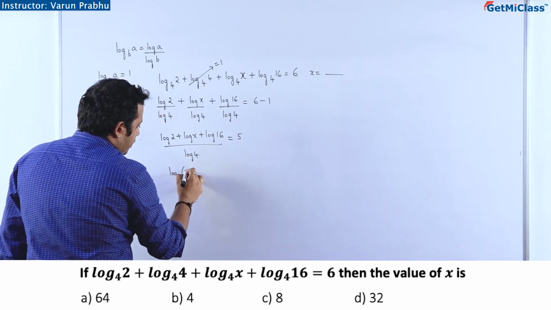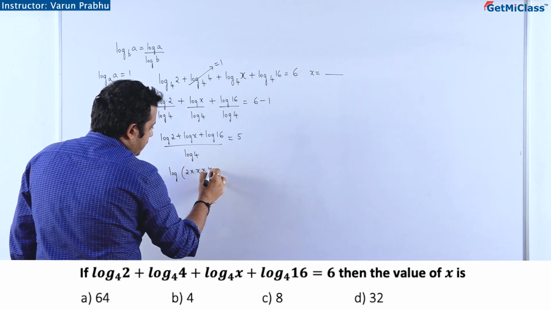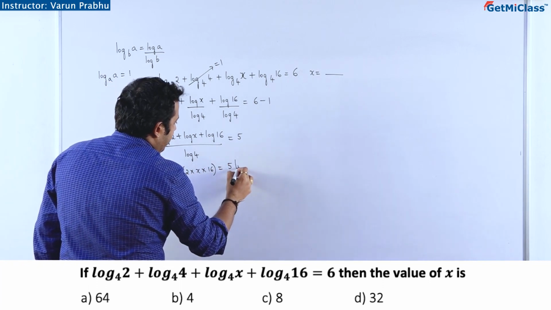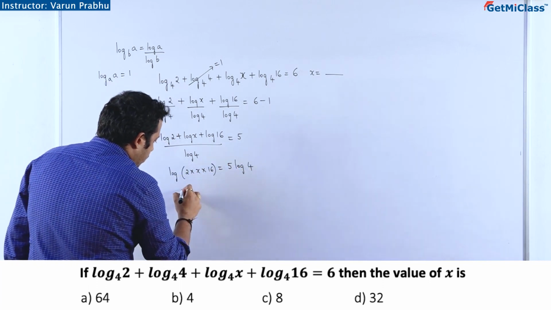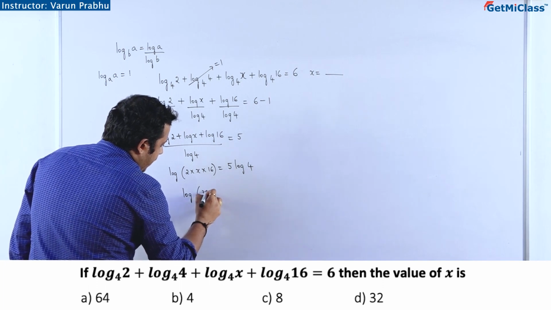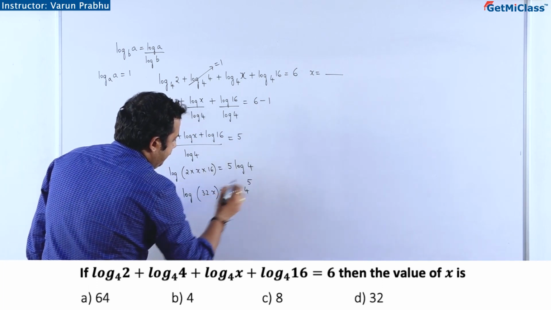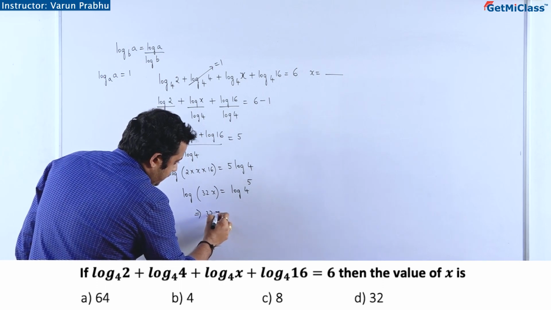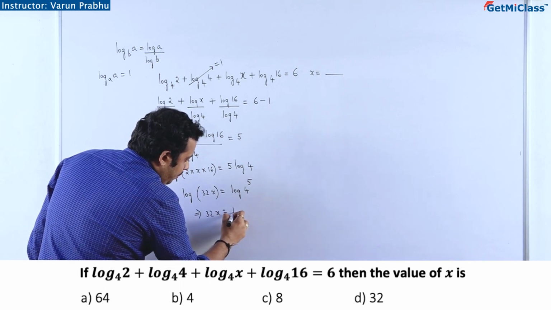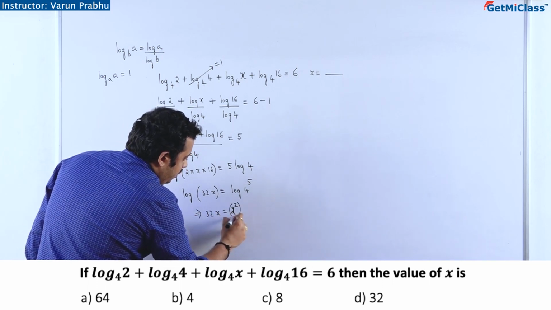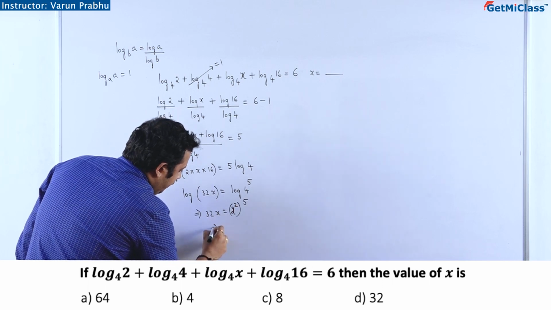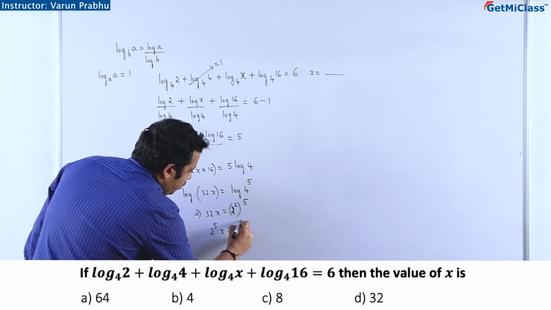Log of 2 into x into 16, that is equal to what is it? 5 log 4. So log of 32x, that is equal to log of 4 to the power of 5. This implies 32x, that is equal to 4 to the power 5, which can be written as 2 square to the power of 5. 2 to the power 5 into x, that is equal to 2 to the power 10.